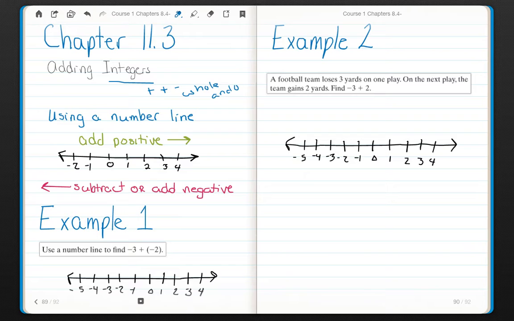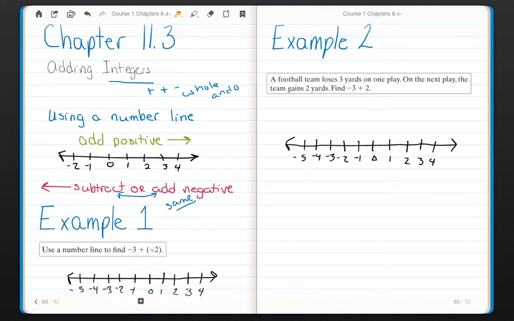If I have a number line and I'm going to add a positive number, I'm going to move to the right down my number line. I'm going to increase my number. If I subtract, or if I add a negative, because these two are the same thing, subtracting and adding a negative are the same, I'm going to move to the left down the number line so that my number gets smaller.